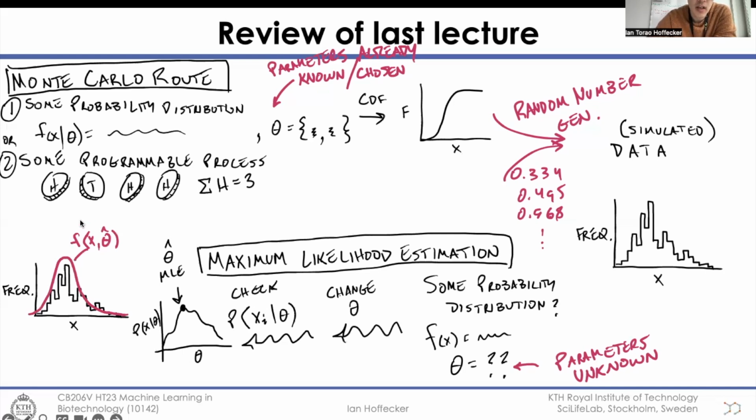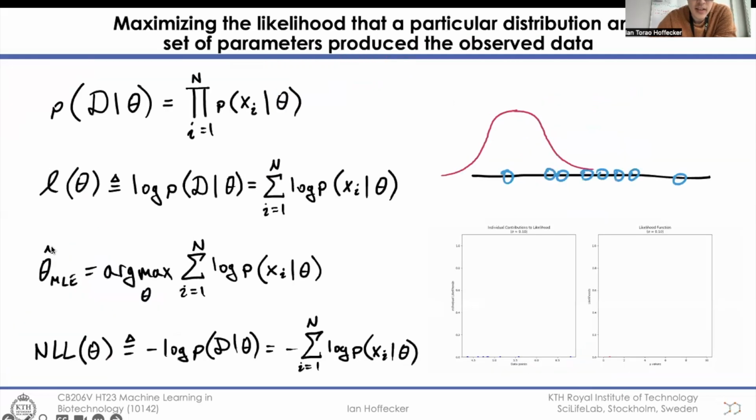So we would have a resulting analytical function from our hypothesized distribution here, as well as a set of parameters that would hopefully dovetail nicely with the data that we have. So that was the basic idea.